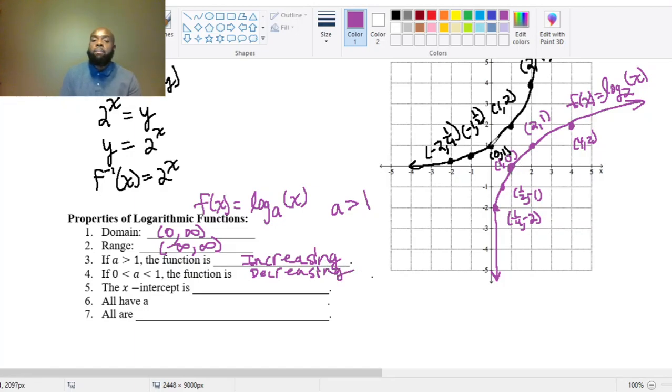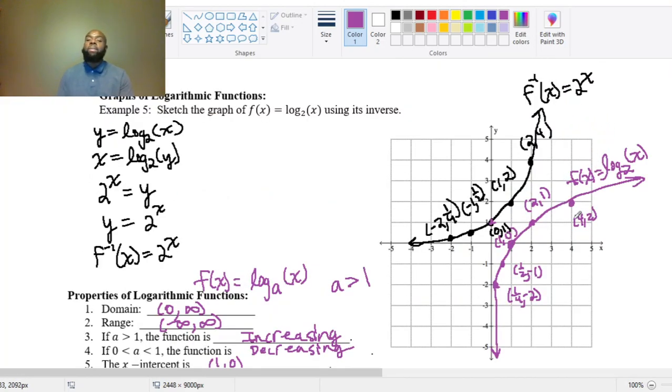The x-intercept is similar to the y-intercept of its inverse, so it crosses the x-axis at 1, where this one crossed the y-axis at 1. So the x-intercept is 1, 0. It has a vertical asymptote. It doesn't have a horizontal asymptote. Its inverse does. And then all of these functions are one-to-one. All right. So these are some of the properties of logarithmic functions that have an a that's greater than 1.